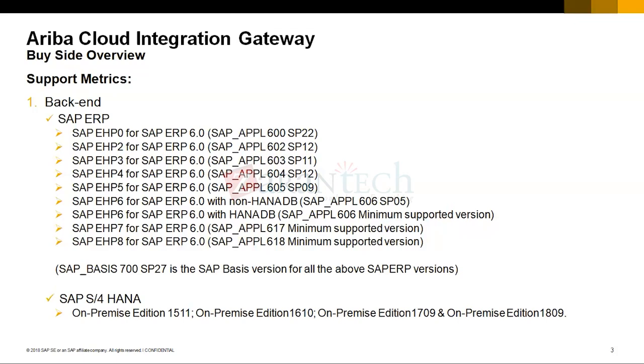Okay. But apart from that, in the case of SAP S/4HANA, we don't have any kind of limitations. Whatever the HANA version you have, whether 1709, 1710, 1909, 2101, 2201, 2301, something like that, we can use the CIG on that. In that case, we don't have any limitations or restrictions. Okay, so this is one thing that we have to take care of during this CIG implementation.